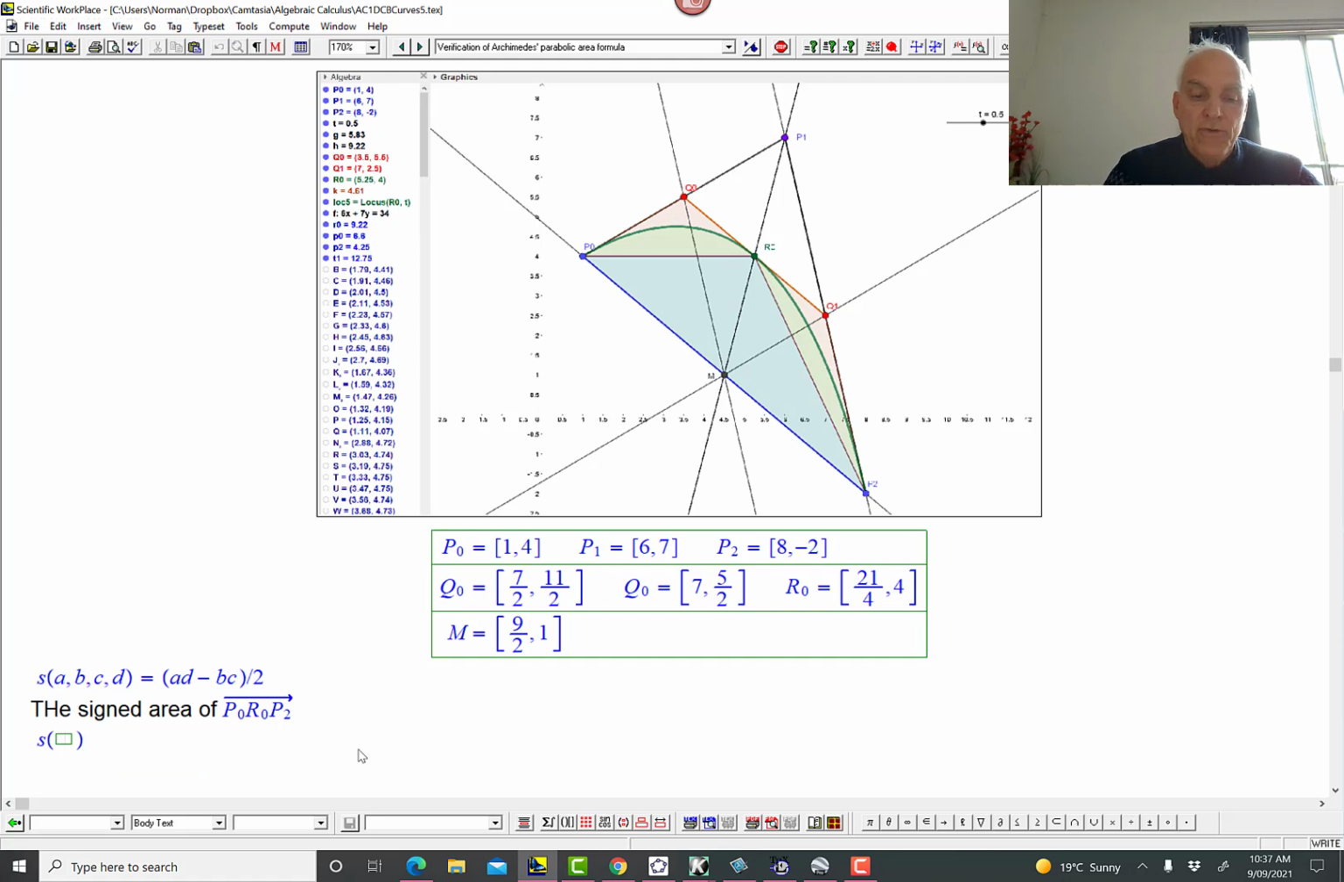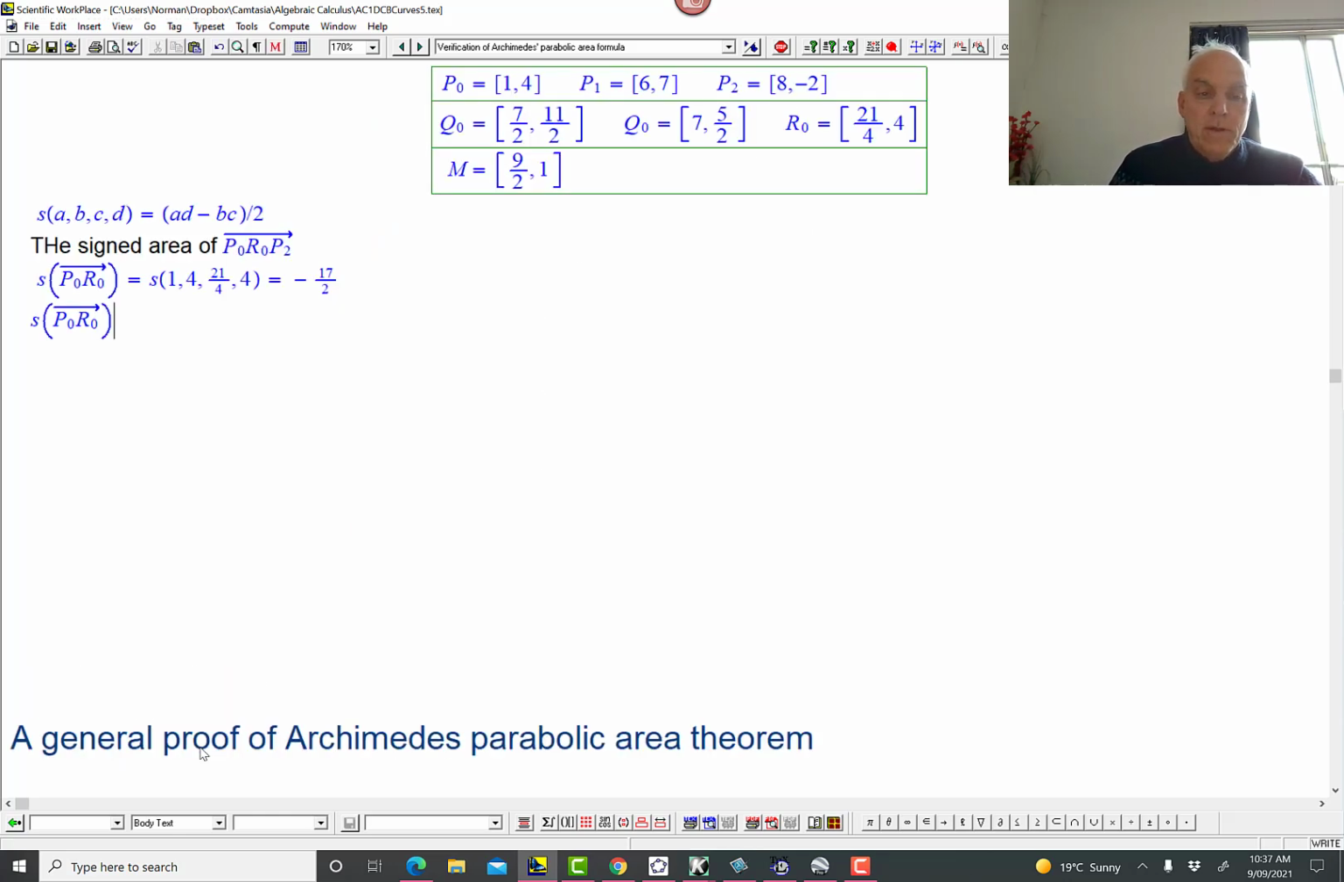So the signed area, first of all, of P sub 0 to R sub 0. And I should put an orientation above that. Fine. Okay, what is that? That's going to be S of, what's P0? It's 1 comma 4, and R0 is this 21 over 4. And so we'll just evaluate that. Okay, and then the next order of business is from R0 to P2.